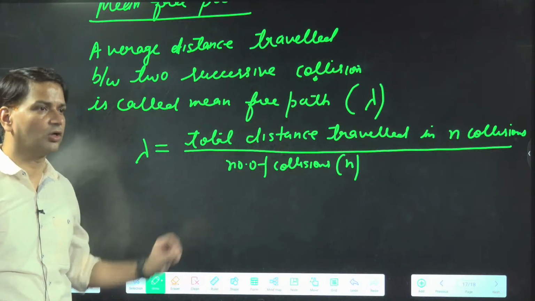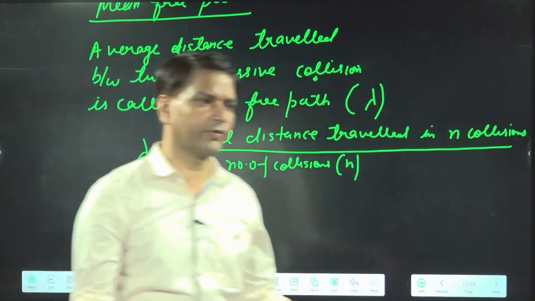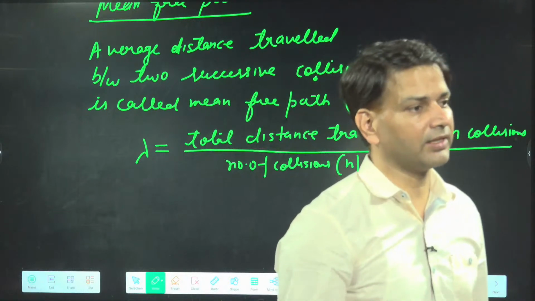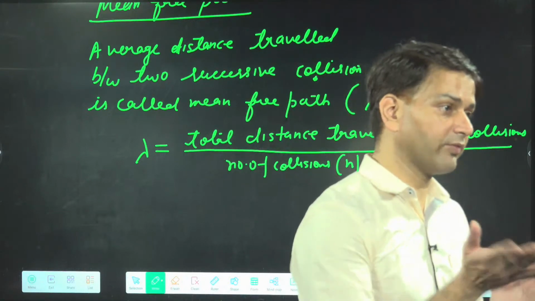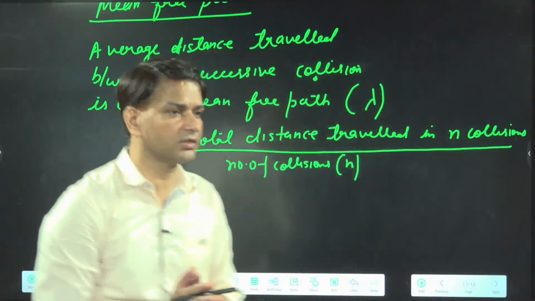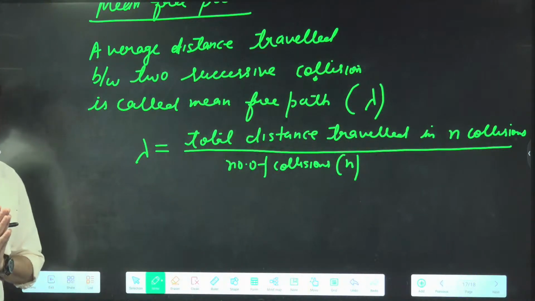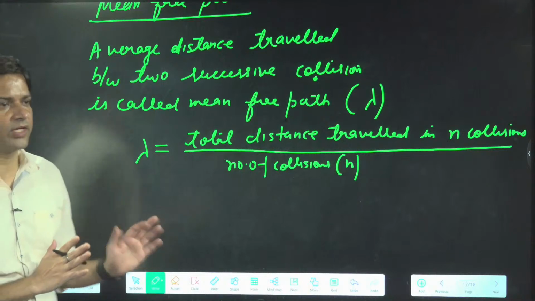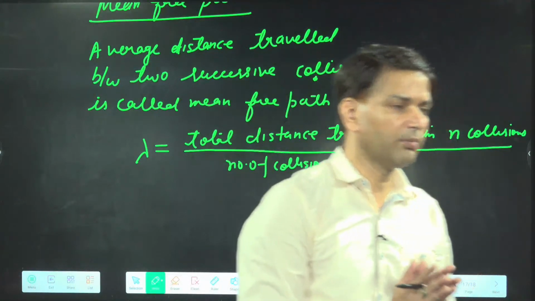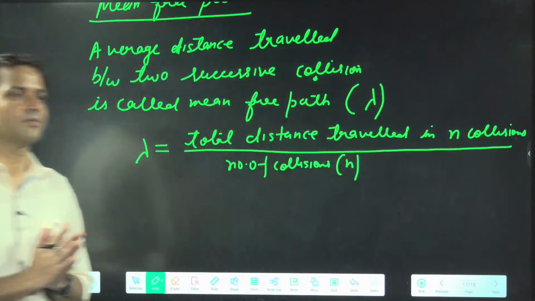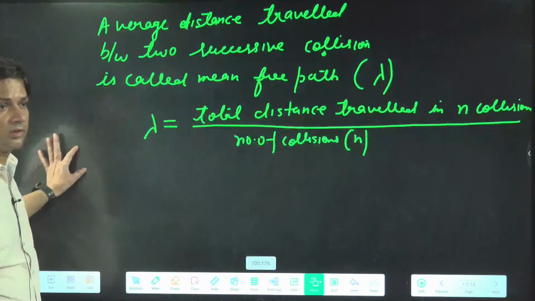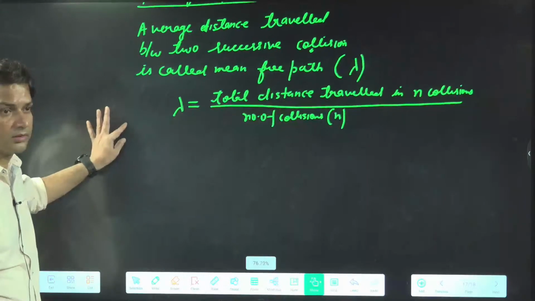Everybody got this or not? Free path means between two collisions, the distance it is traveling. But we cannot find each and every distance, that's why we define the mean free path. Mean free path is the average of the distance traveled between successive collisions. So the basic formula from the definition, lambda is equal to total distance traveled in n collisions upon number of collisions. Say yes or no.